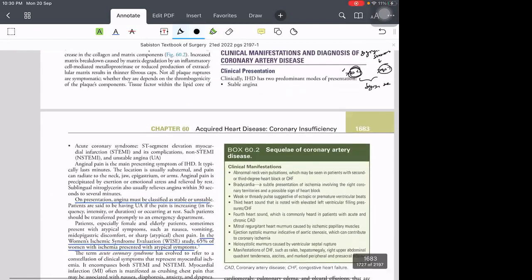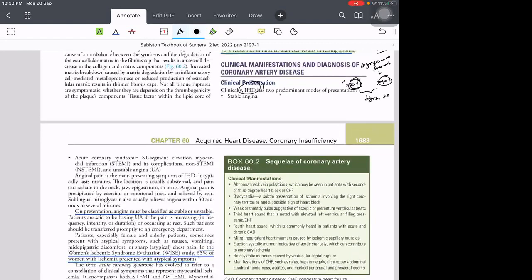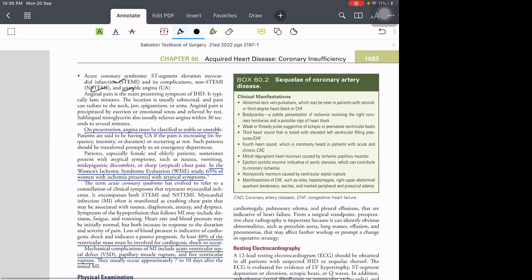How will an ischemic heart disease patient present? Mainly we have two modes: one is stable angina and the other is acute coronary syndrome. Acute coronary syndrome has three inclusions: STEMI, NSTEMI, and unstable angina.